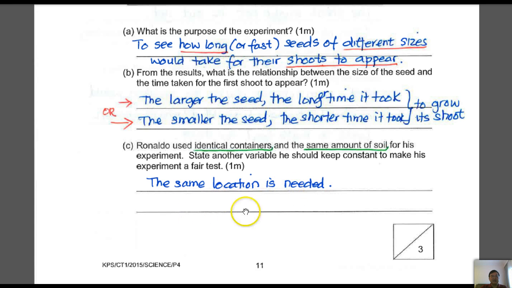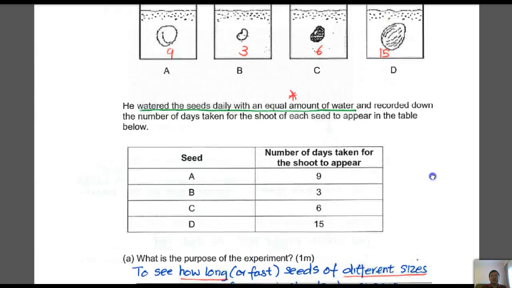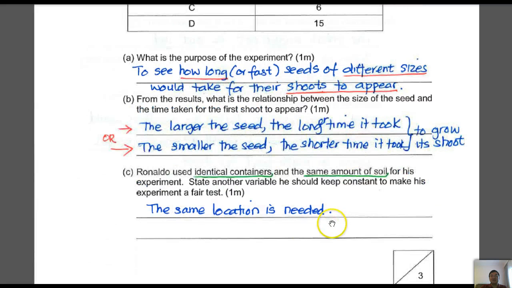If you put the same amount of water, no, because it has already been stated here, an equal amount of water has already been stated. That's what he has done. The other thing he has to do is this: place the plant in the same location to ensure a fair test for his experiment.